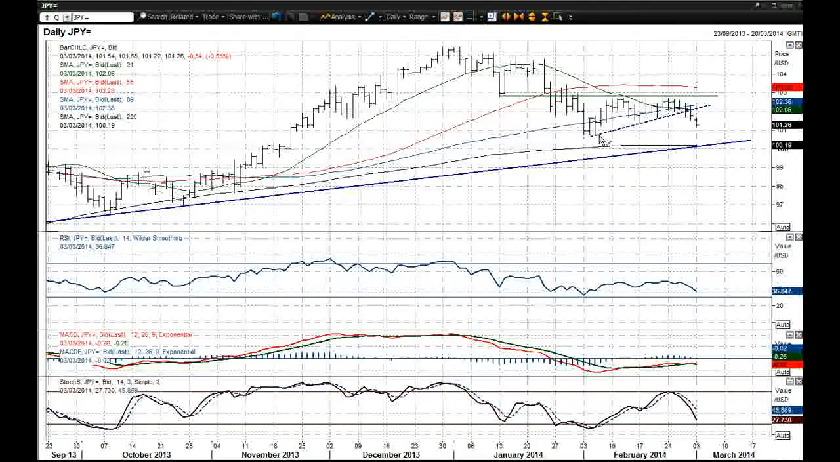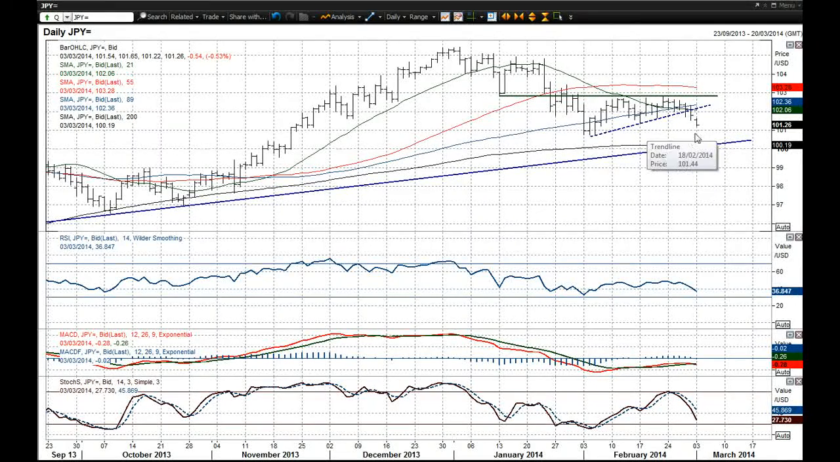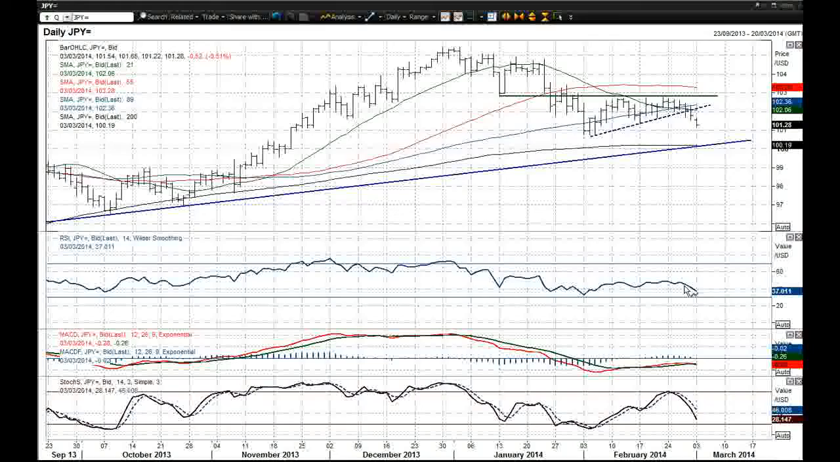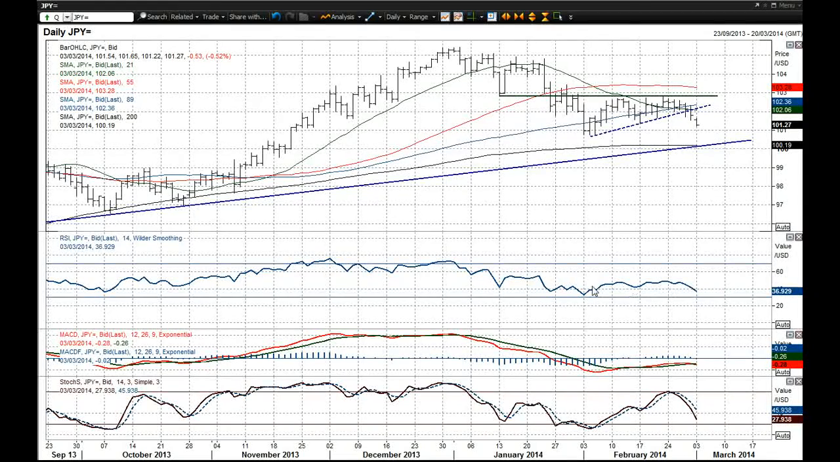You've got this decisive break now of this uptrend, this recovery uptrend, and the break of that key low at 101.37. So what does that mean? That opens that key low now at 100.74, and that could put pressure on it. The daily momentum indicators are all certainly in corrective mode, with the RSI falling below that previous low, MACD lines turning lower, stochastics also lower, so the pressure is to the downside in this dollar yen chart.